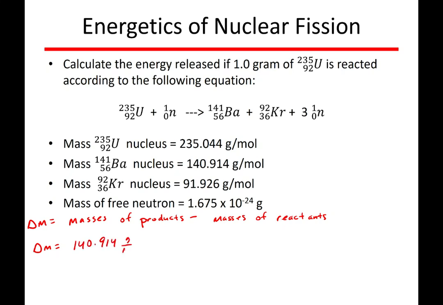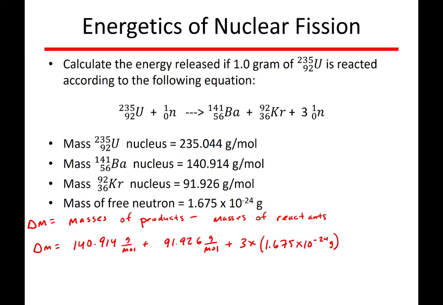140.914 grams per mole. And we're also going to have a krypton-92, so that is 91.926 grams per mole. And we also have 3 neutrons, so we'll do 3 times 1.675 times 10 to the minus 24 grams. And we want the units to be compatible, right? So we have to convert the grams into grams per mole. This is the mass of 1 neutron.